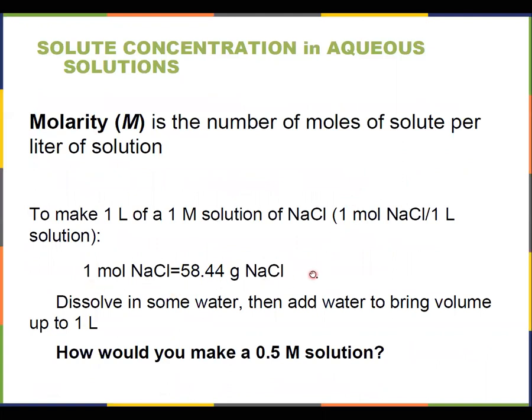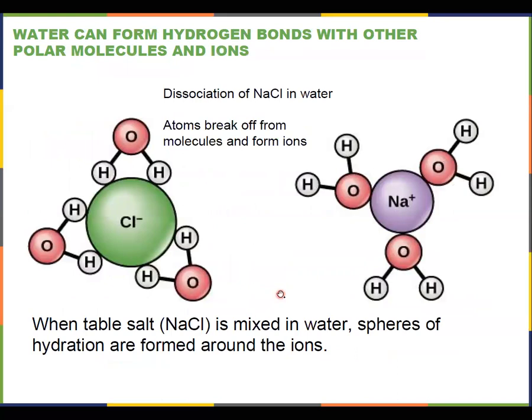So here is an example. How would you make a half molar solution? If you dissolve 58.44 grams in 1 liter, making a 1 liter solution, then it becomes 1 molar. If you want to make half molar, don't take 58.44, divide this by 2, so 29.22 grams of salt in 1 liter of water, and then you get a 0.5 molar solution, okay?